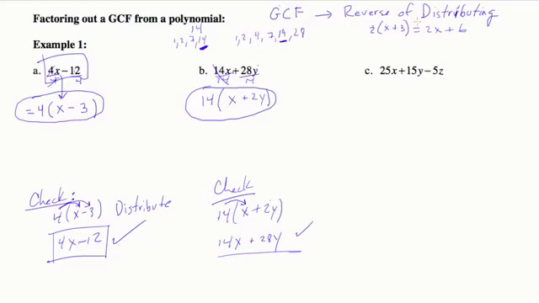All right, right here. So what is in common with a 25, a 15, and a 5? You should see that a 5 is in common with that. All right, so again, we're dividing all these by 5 to get what's inside here. So 25 divided by 5 gives us 5x.